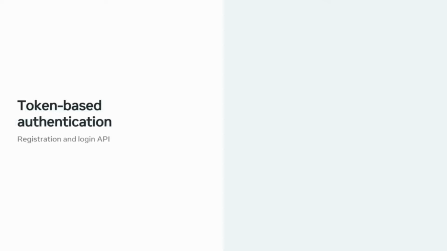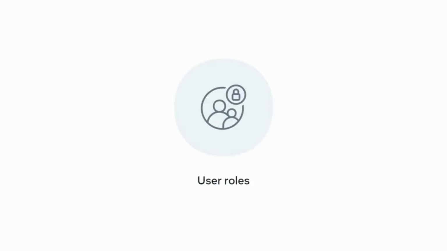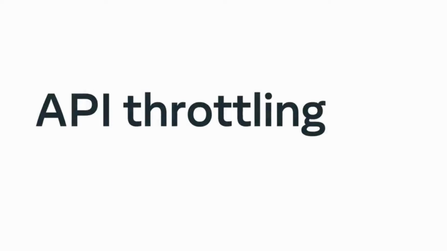Therefore, you learned more about token-based authentication in DRF by creating a simple registration and login API that uses the generated tokens to authenticate API calls. And when it comes to security, user roles are pretty important, which is why you learned how to create different types of user roles in DRF. You also learned how to set up API throttling and learned what its advantages are.